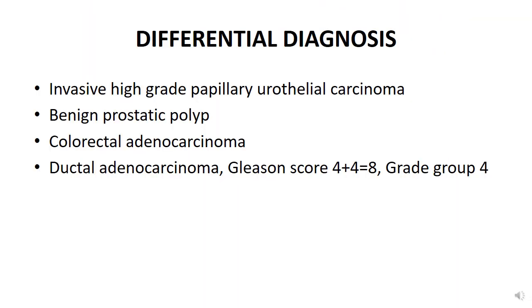So these are the typical 4 differential diagnoses that one would consider in this situation. And clearly the most important one, in my opinion, would be the malignant ones, which is invasive high-grade papillary urothelial carcinoma, and then ductal adenocarcinoma, Gleason score 4 plus 4 equal 8, grade group 4. Colorectal adenocarcinoma can certainly be also in the differential diagnosis.